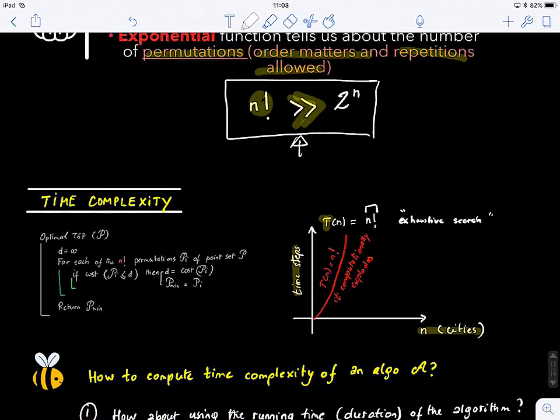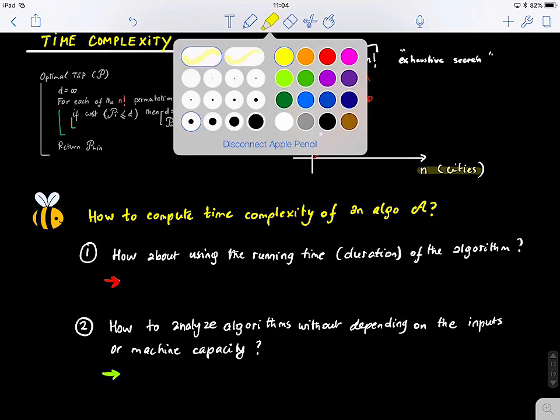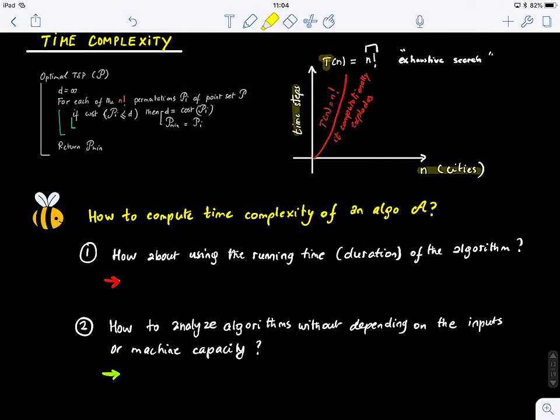Now, this is the key question we're going to look at right now. Remember, we have our inquisitive bee always asking questions. So the question is how to compute the time complexity of an algorithm A. So what is time complexity? How can we possibly evaluate or examine the running time of an algorithm? Is it efficient or not? How can we quantify it?